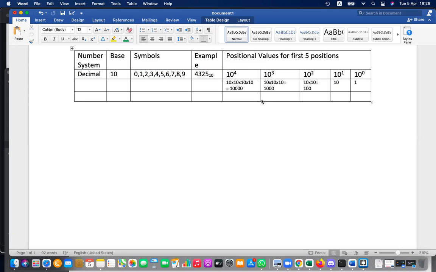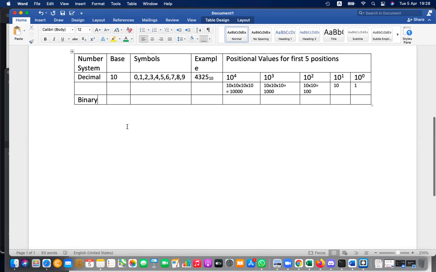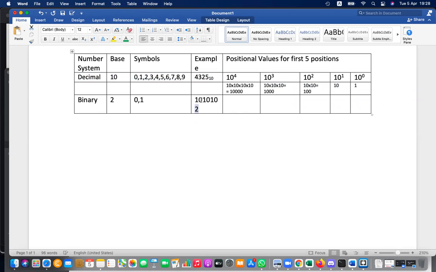Okay, then the next number system is binary. What is the base? Base is 2. What are the symbols? 0 and 1. Only having 1 and 0, right? That is the nature.